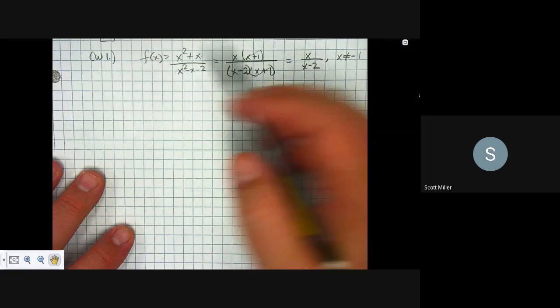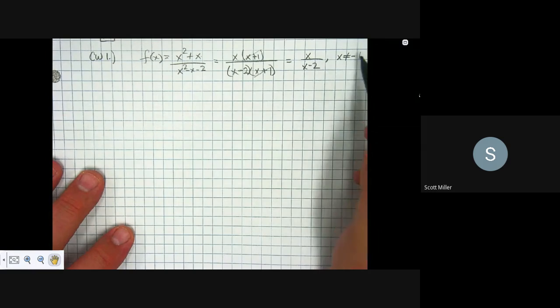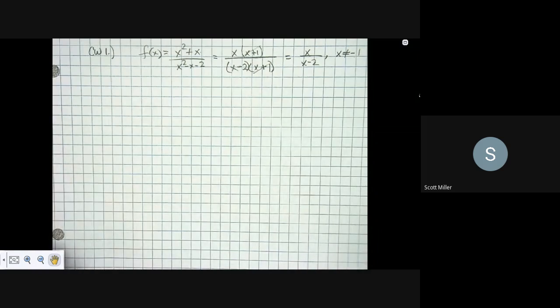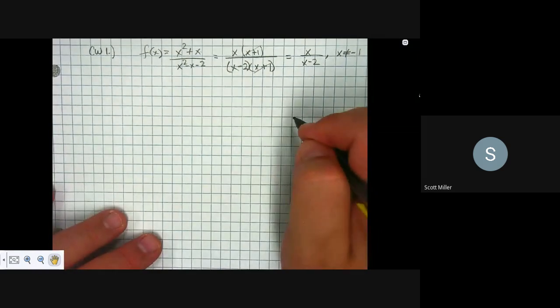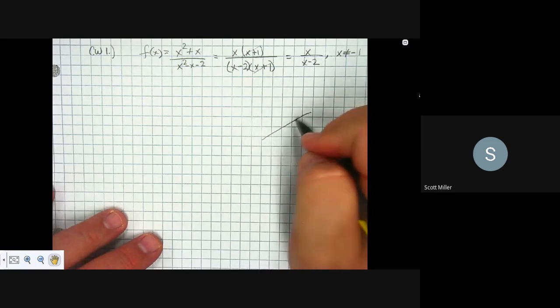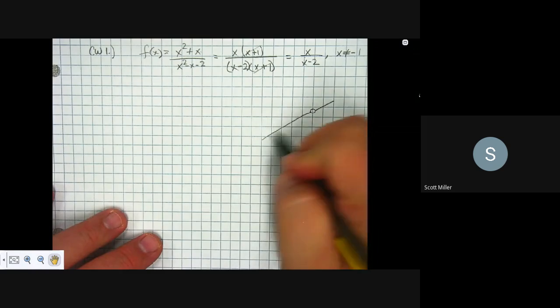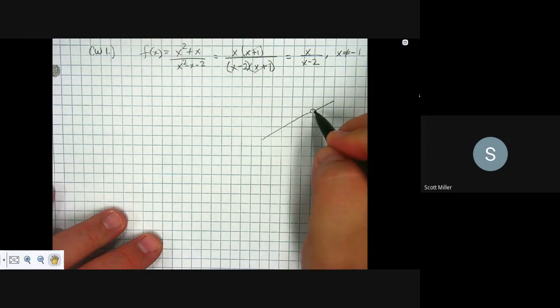So this graph and this graph will look identical, except at one point, at negative 1. This graph will have a hole in the graph. And when we do this together in class, I'll show you how you can do all that and graph that out. You're simply just going to put a hole in the graph, like if I was going to draw it. And let's say this was negative 1 right here. I would put a hole in the graph and then continue on. So it would look like that with a hole in the graph.